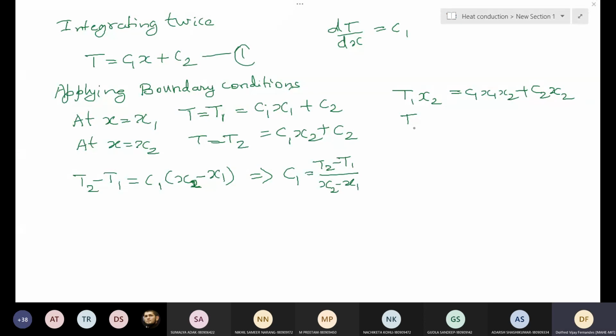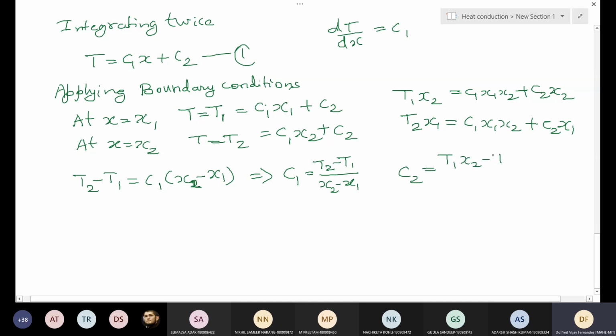Similarly, T2 x1 equal to C1 x1 x2 plus C2 x1. Now you can subtract and you will have C2 equal to T1 x2 minus T2 x1 divided by x2 minus x1. This way you can obtain C1 and C2 and substitute into the temperature profile, C1x plus C2. This is the temperature profile.